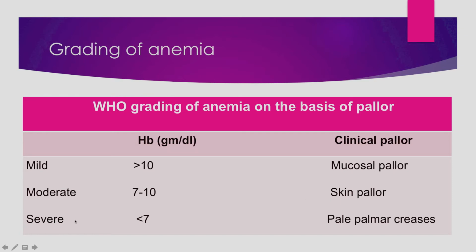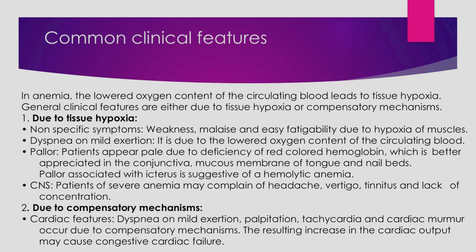And severe, it is less than 7 grams per deciliter, when the palmar creases of the hands are also pale. Generally the palmar creases of the hand are red, right? But when they become pale, then you can grade the anemia as severe, and the range will be less than 7.